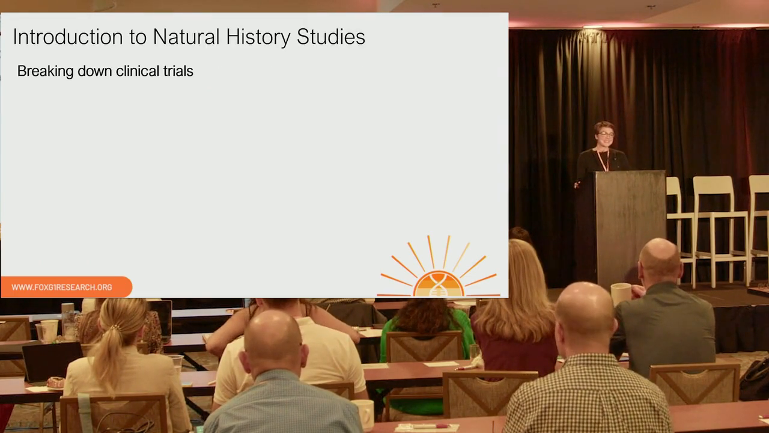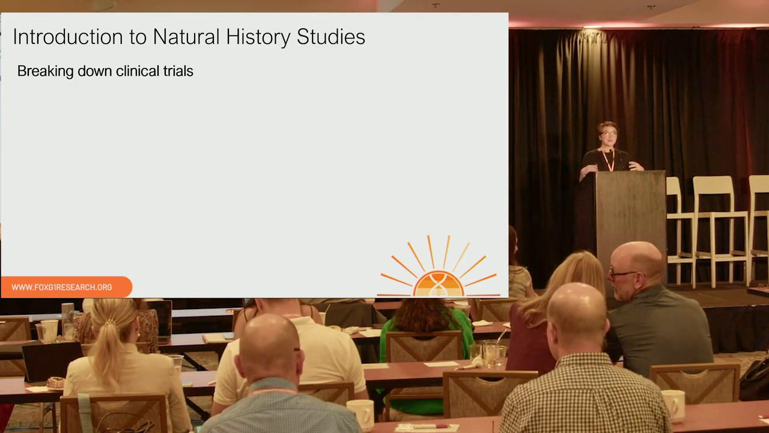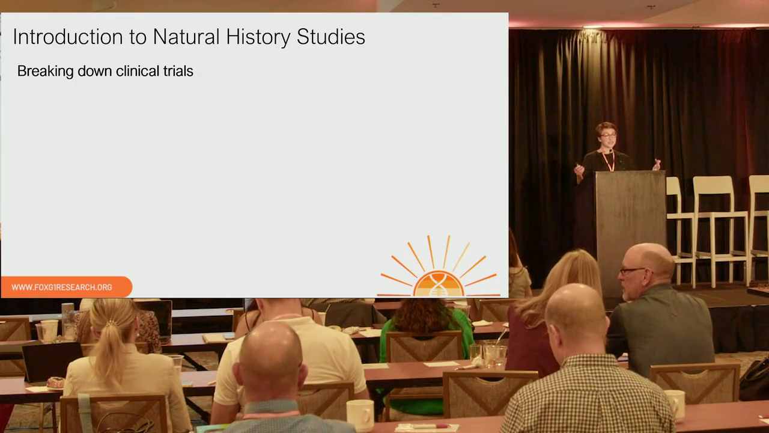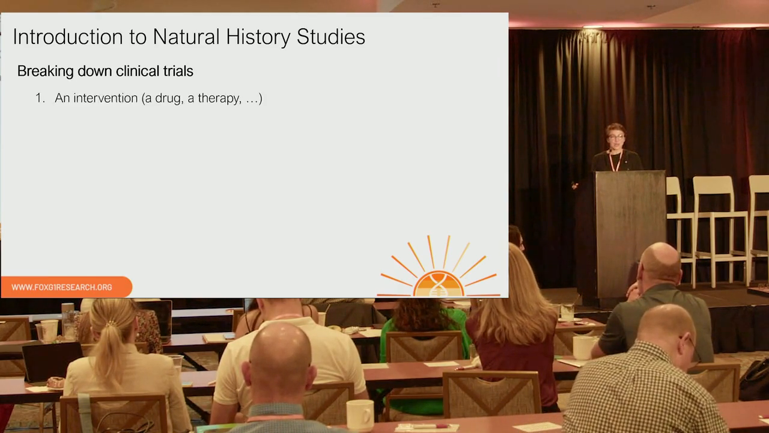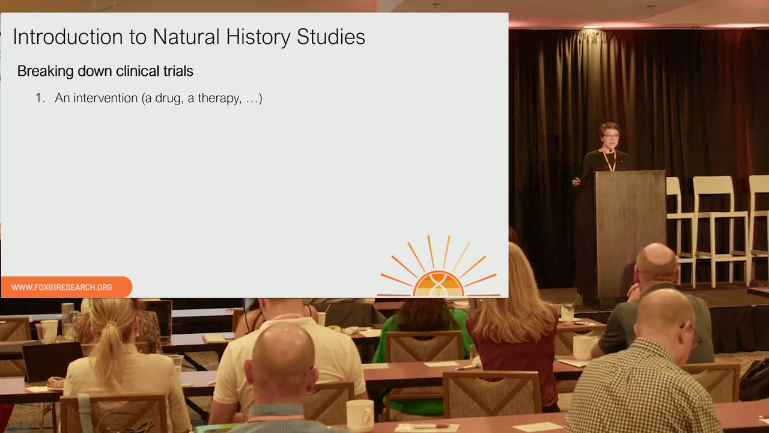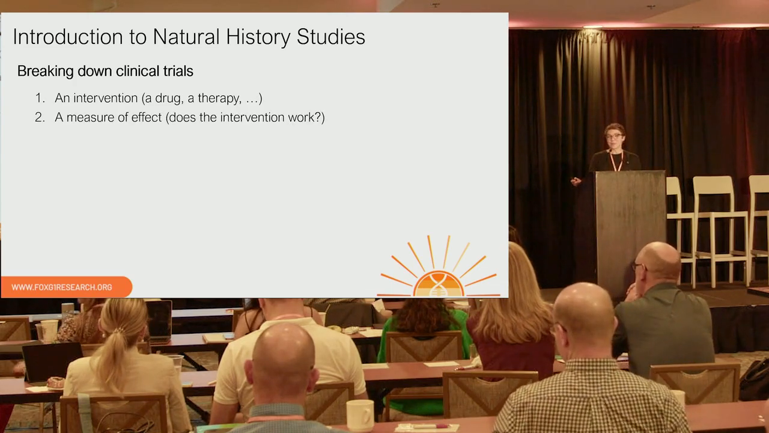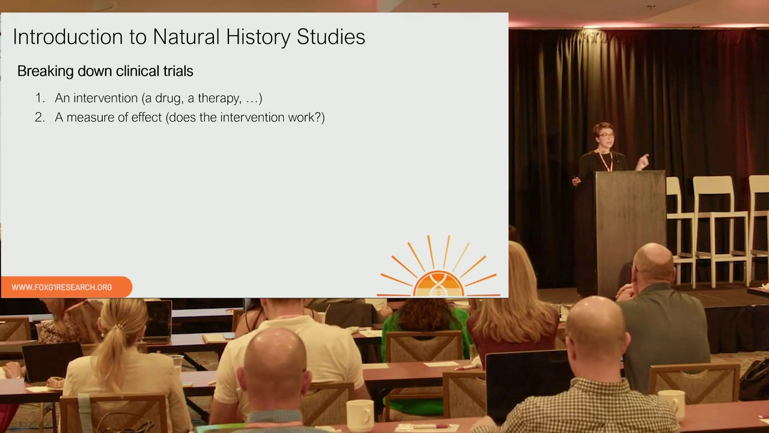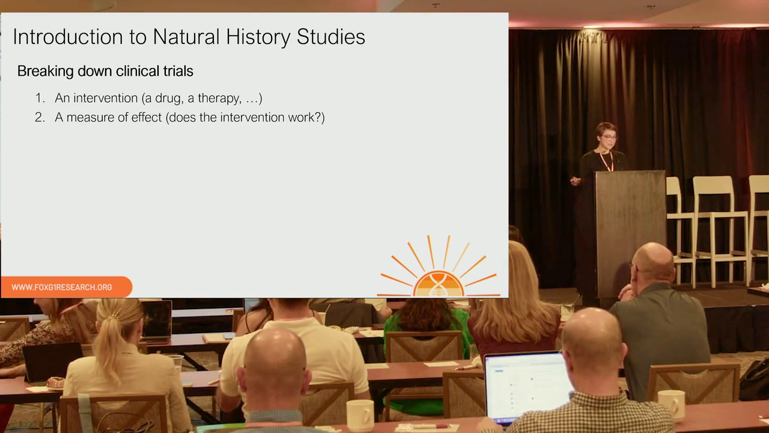So I wanted to spend a little bit of time before we get into the data breaking down what is a clinical trial and why do we feel that the work that we're doing with the natural history data is important. So we can think of a clinical trial in two components. We have an intervention, which might be a drug, like what Allison was talking about, or a therapy. But then we also have a measure of effect, so something that we can use to determine whether or not that drug or that intervention is doing anything meaningful.